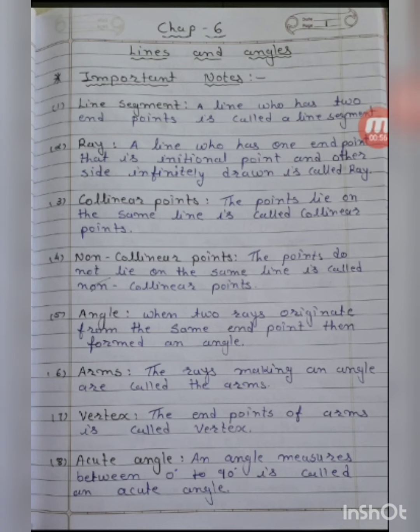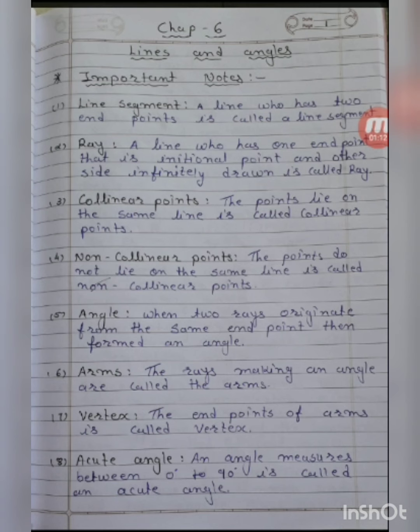Here I give you some points and all the points lie on the same line. So these given points are called collinear points. Non-collinear points: the points which do not lie on the same line are called non-collinear points.